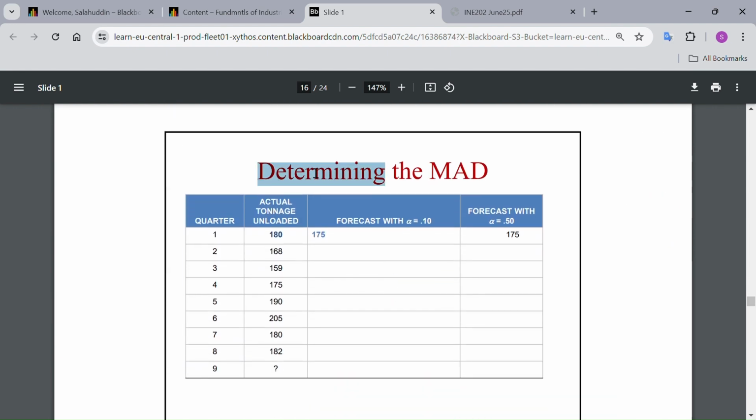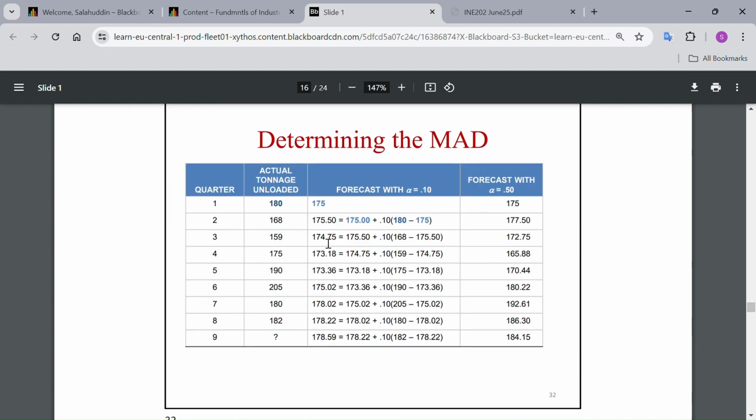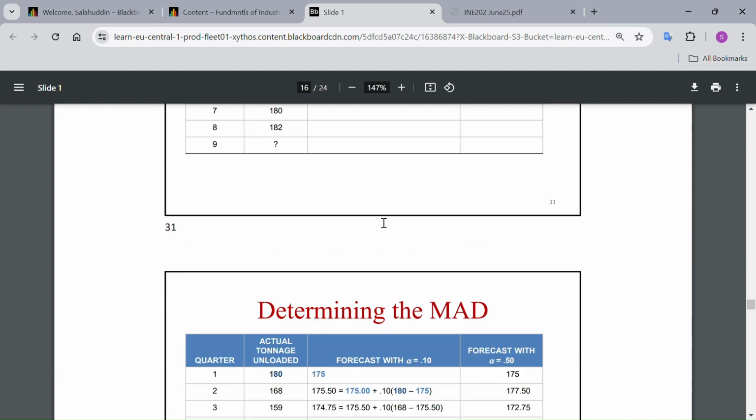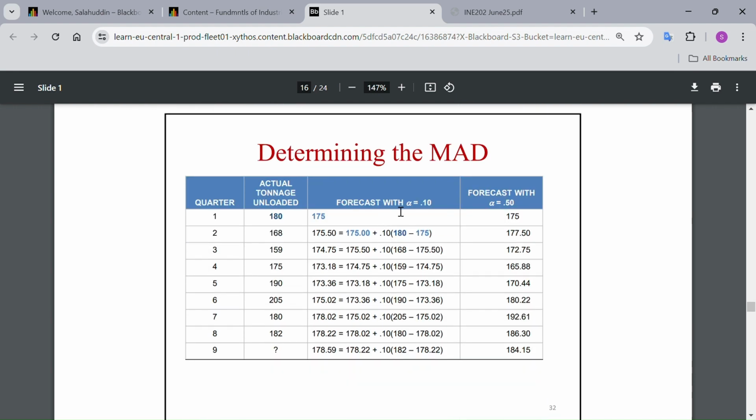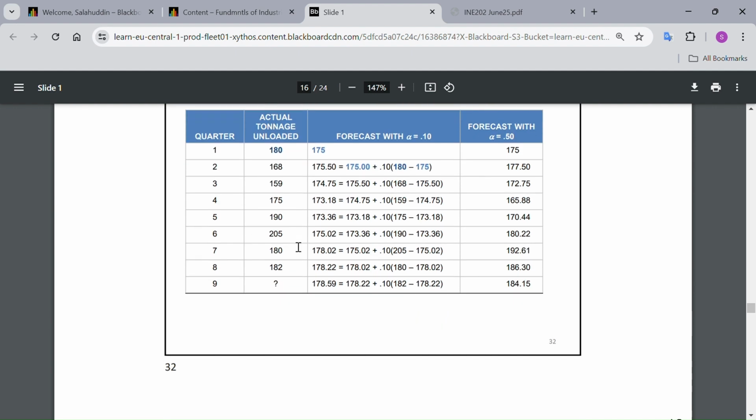So determining the MAD, for example, basically how are we going to determine the MAD? This is going to be done by first using exponential smoothing with a value of alpha of 0.10, and then we're also going to have the forecast with alpha 0.5. So we have two exponential smoothing predictions. This is the first one with alpha equals 0.10 and 0.5, and then we have the actual sales here.